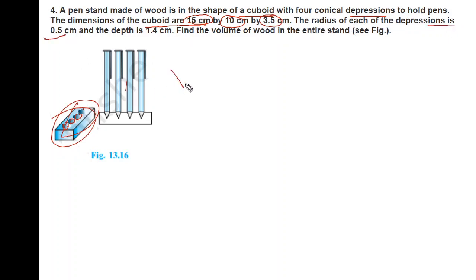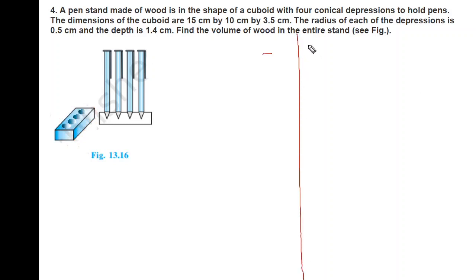Now there is a conical hole. These holes are conical, in which the radius r is equal to 0.5 and depth, that means height, is 1.4 cm. Find the volume of the wood in the entire stand. So what we have to find? First we have to find the volume of the cuboidal pen stand. Then also we have to find the volume of these 4 conical holes. Then we will subtract the volume of the conical holes from the entire cuboid. Okay, so let's start.